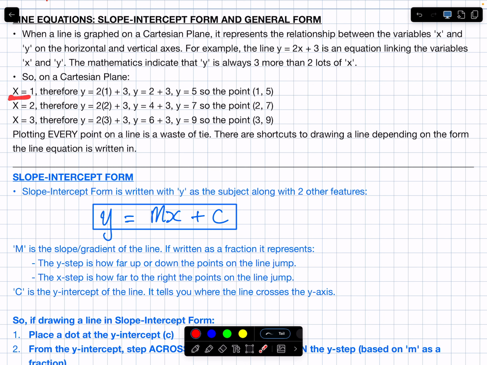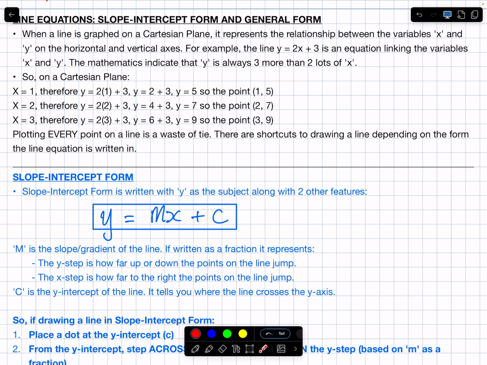If I made x equal 1, therefore 2 times 1 plus 3 is going to be 5. So there'd be a point at (1, 5). And then I could do it again for x is equal to 2, and I get the point (2, 7). And I could do x is equal to 3 and get the point (3, 9). That is a massive waste of time, okay? Why do I need to do dot to dot? I'm not a 2-year-old kid, okay?